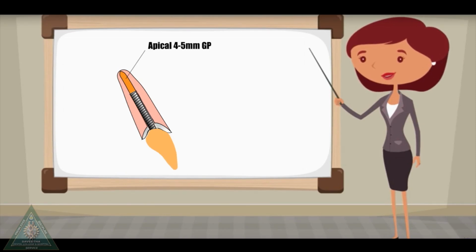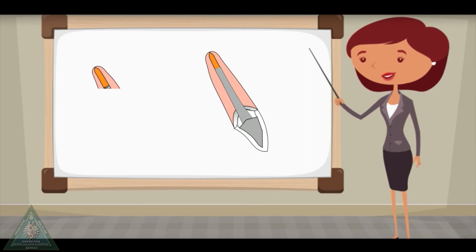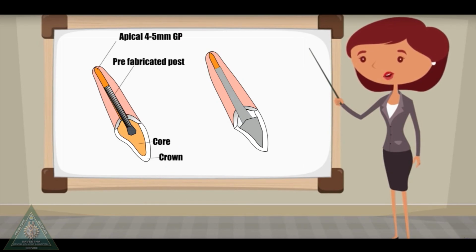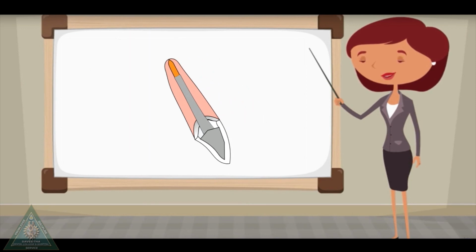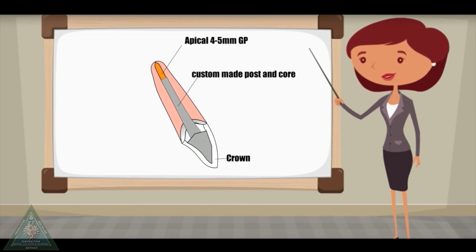Depending on the amount of the remaining tooth structure, posts can be selected. For moderately damaged tooth structure, a prefabricated post can be given. In case of extensively damaged tooth structure, a custom-made cast post is indicated.